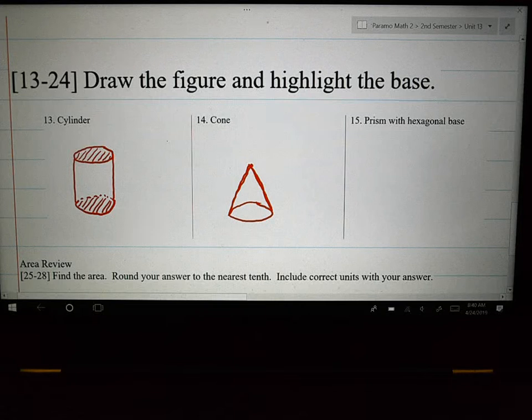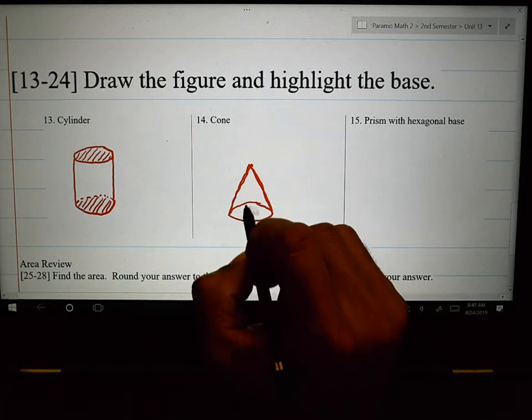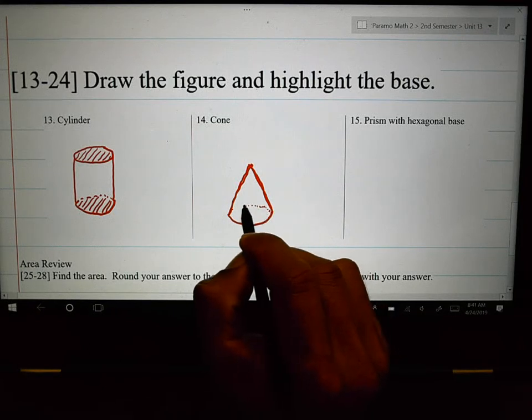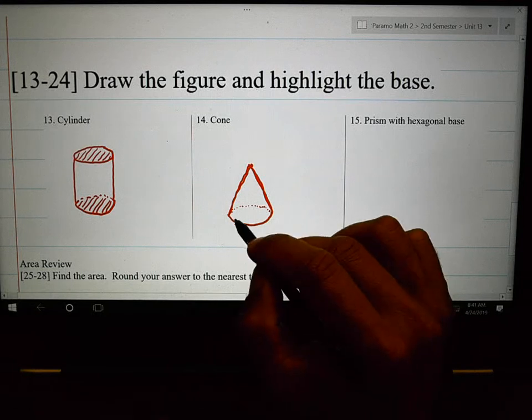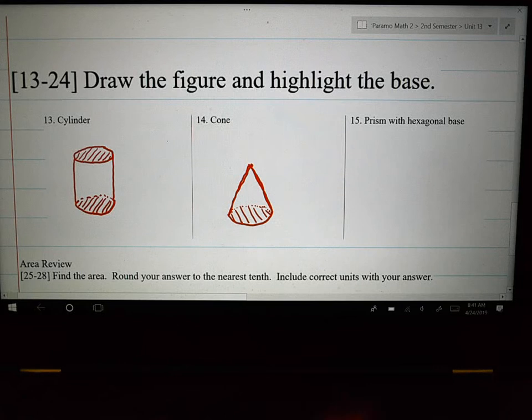Now, if you want to get fancy with it, just like I did before over here, what I'm going to do is I'm going to take this, only draw the front, and have a dotted back. And then we have to highlight the base. The base is that circle that's on the bottom of this cone.